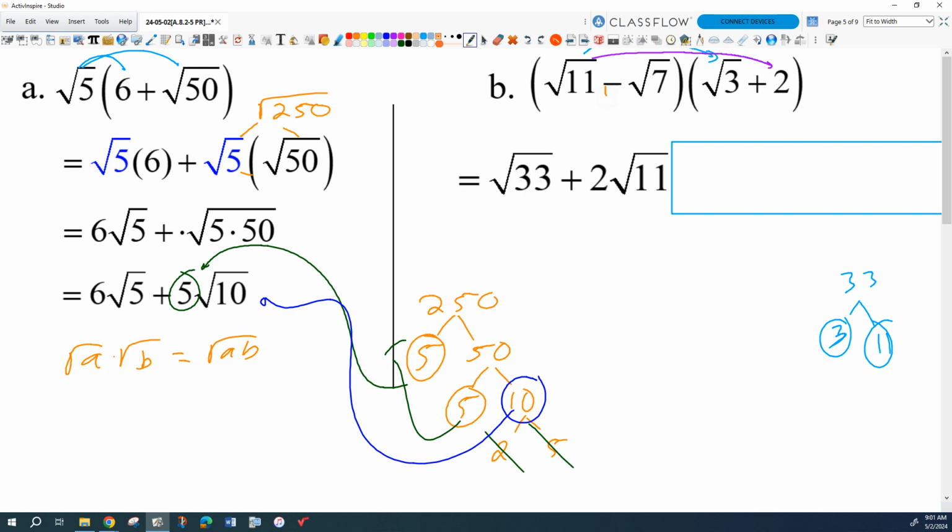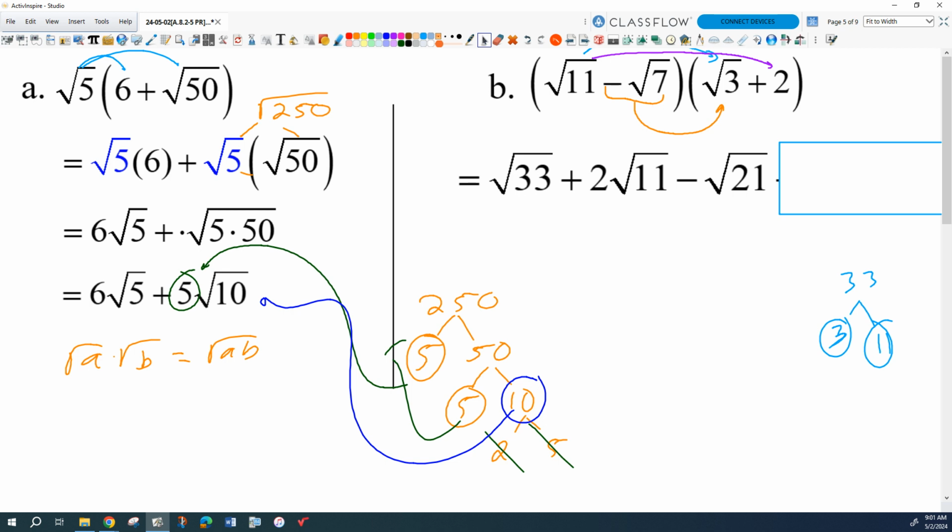Now I've got to distribute my negative square root of 7. Negative square root of 7 times square root of 3. What's that going to be? Negative times positive is negative. Okay. And square root of 7 times square root of 3. What's that going to be? Say it again. Square root of 21. Are there any couples in 21 if I make a factor tree? No. 21 just breaks into 7 and 3, right? So I'm stuck with square root of 21, right?